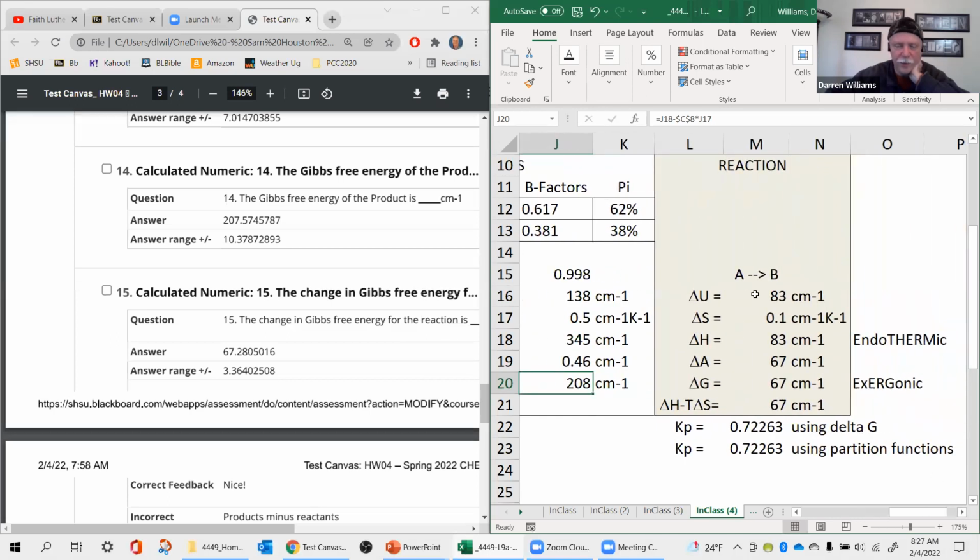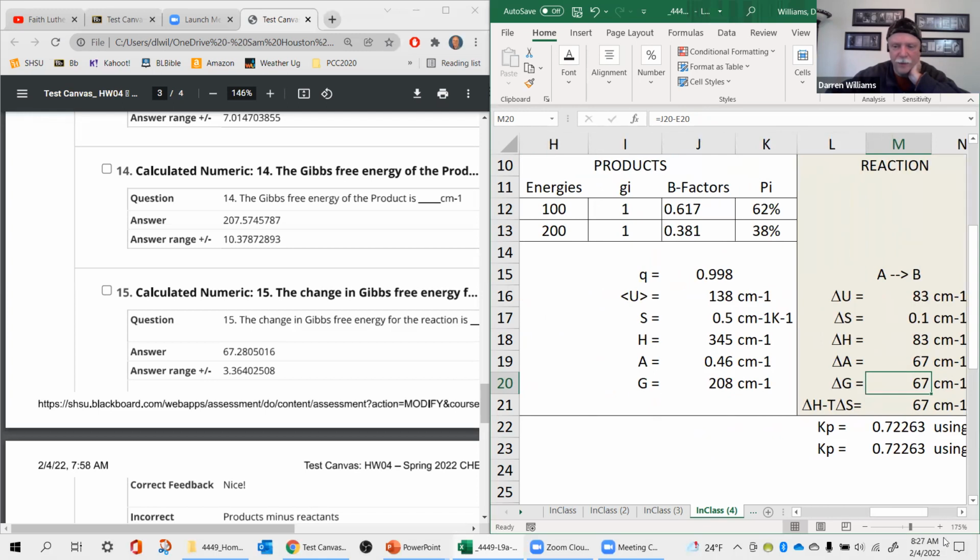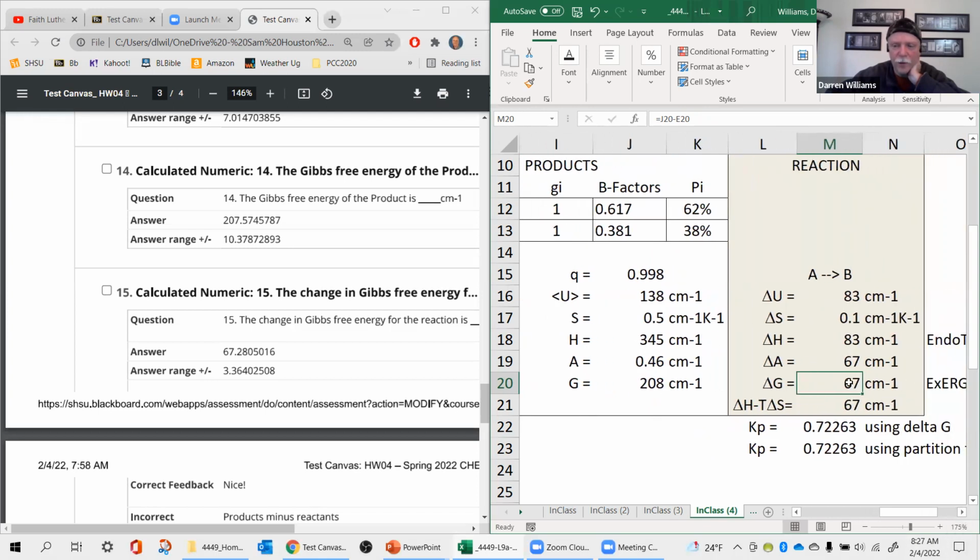So I just calculated these over here. So here's our delta U's. So delta G here is 67. So that's 208 minus the 140. And then I went ahead and calculated it just to show you that you can get it also with delta H minus T delta S. So we get the same answer. So that's a way to check your work. You should get the same answer whether you calculate delta H minus T delta S, or just take the two G values and subtract one from the other. Okay.